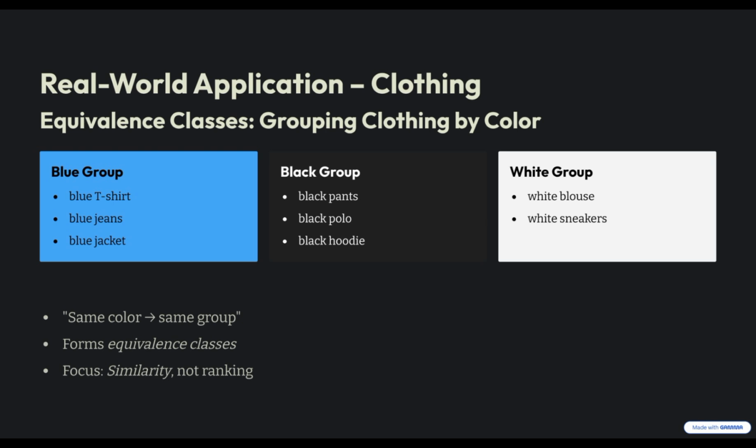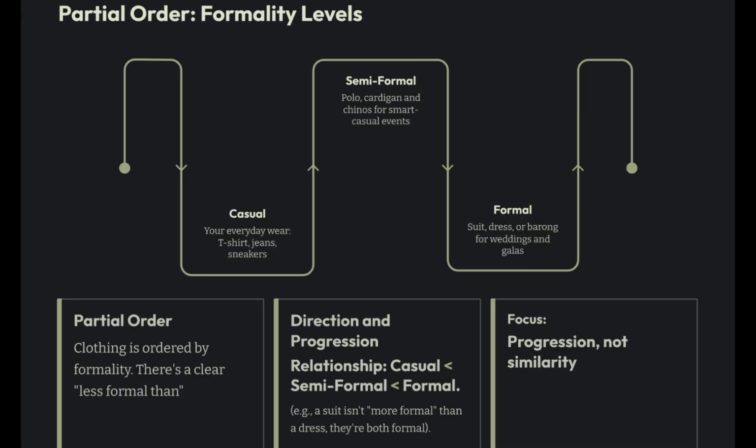Focus: similarity, not ranking. The key here is finding common characteristics. We're not saying blue is better than black, just that all blue items belong together. It highlights shared attributes without imposing an order. Now we're done with the equivalence classes. Now let's proceed to partial order of the clothing.